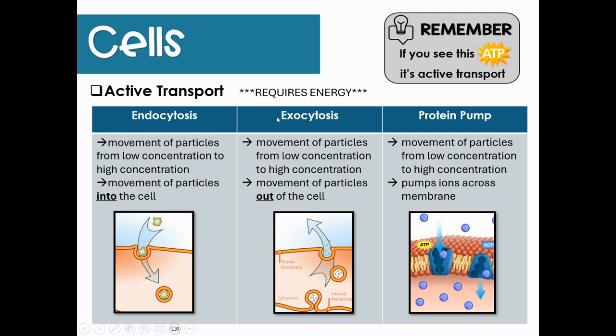Now, exocytosis is also the movement of particles from low concentration to high concentration. So we're still moving against the concentration gradient. Energy is still going to be required. But in this example, we are pushing waste outside of the cell, or particles outside of the cell. So when we're moving particles out of the cell, this is exocytosis. So the prefix exo just means out.